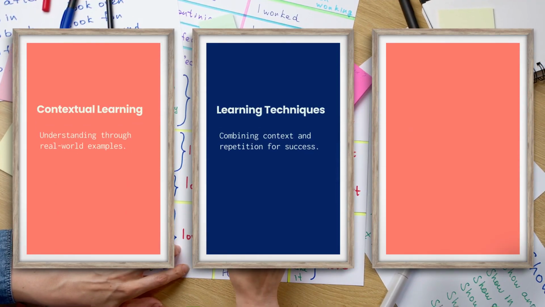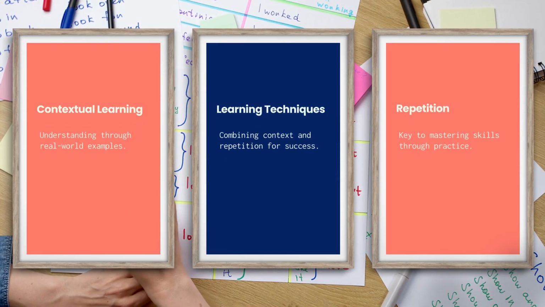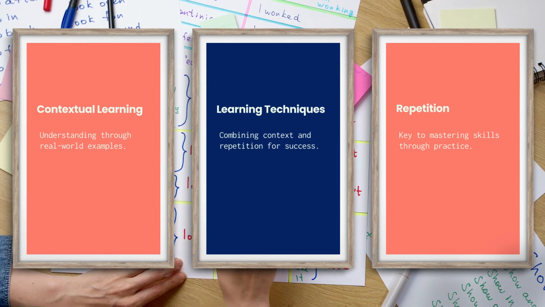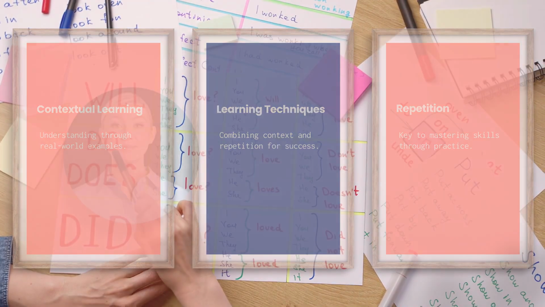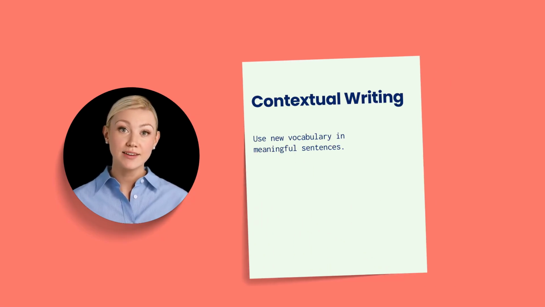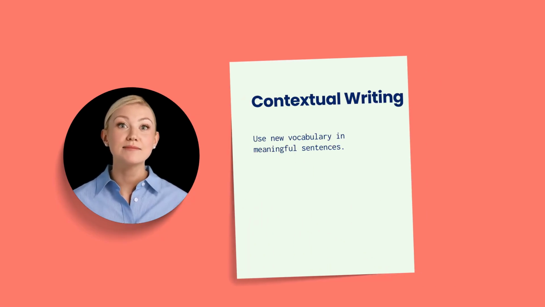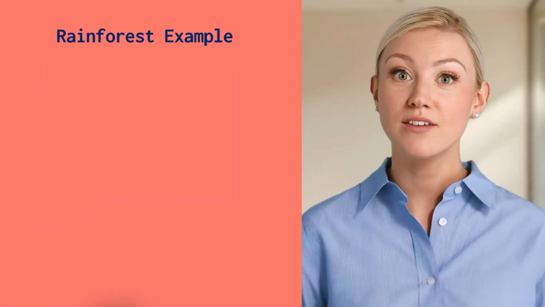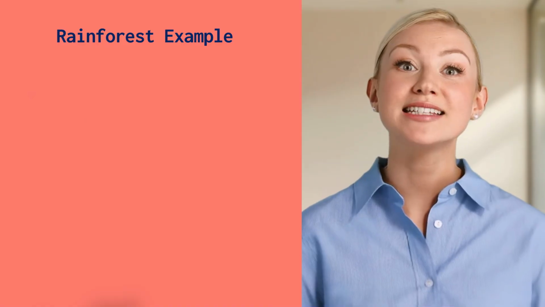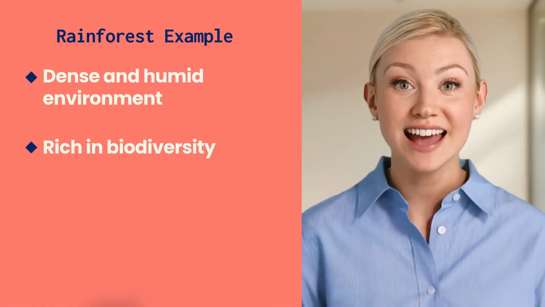Contextual learning and repetition combines context, understanding through real-world examples, and repetition, mastering skills through practice, for success. Contextual sentences and paragraphs. Use new vocabulary in meaningful sentences and paragraphs to provide context. For example, write a paragraph about a rainforest using words like dense, humid, biodiversity, and canopy.